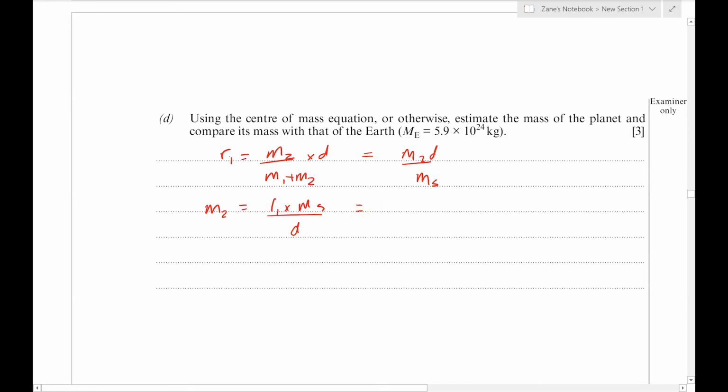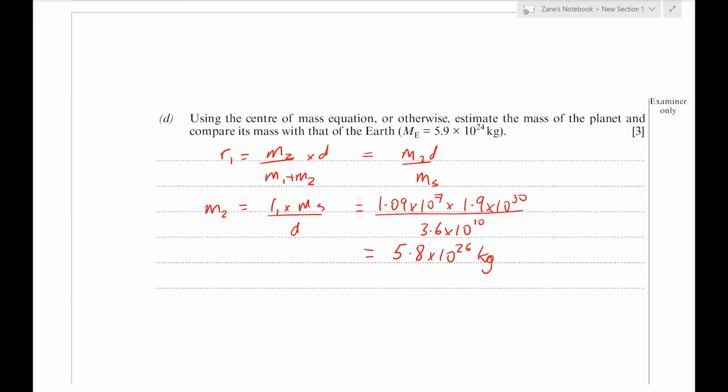r1 was 1.09 times 10 to the 7, or 1.1 times 10 to the 7. Mass of the star was 1.9 times 10 to the 30, and d was 3.6 times 10 to the 10. If we put those into the calculator, we end up with about 5.8 times 10 to the 26 kilograms. You can also do this, by the way, by not making the approximation, but that just makes the algebra a little bit harder and a little bit more time consuming, so it's just a waste of time in the exams.